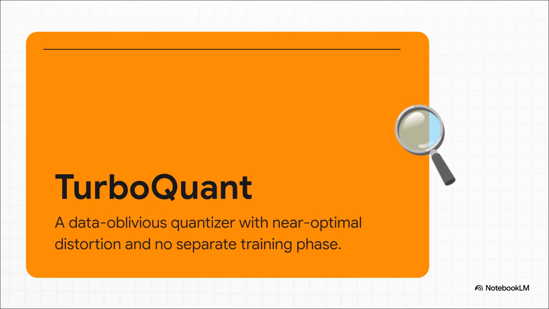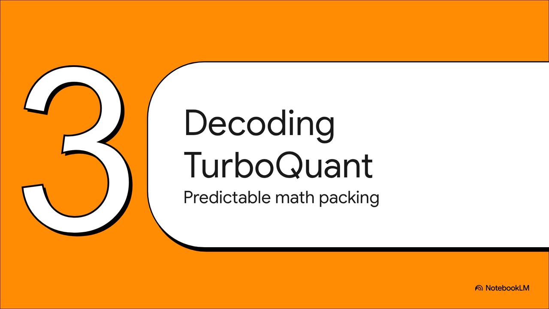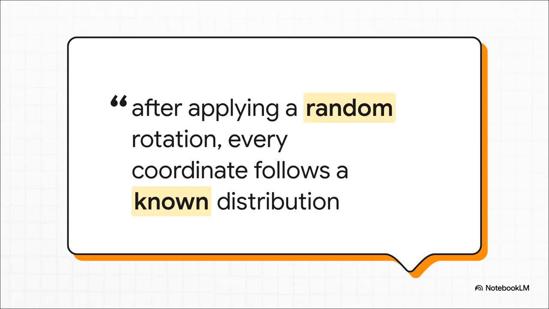But how does it actually do that? Let's get into part three, decoding the TurboQuant algorithm. We're going to look at how math acts as a predictable rotation and packing process. The whole thing hinges on this one foundational truth. After applying a random rotation, every coordinate follows a known distribution, regardless of the input data. This is the brilliant insight that makes Turbovec tick.